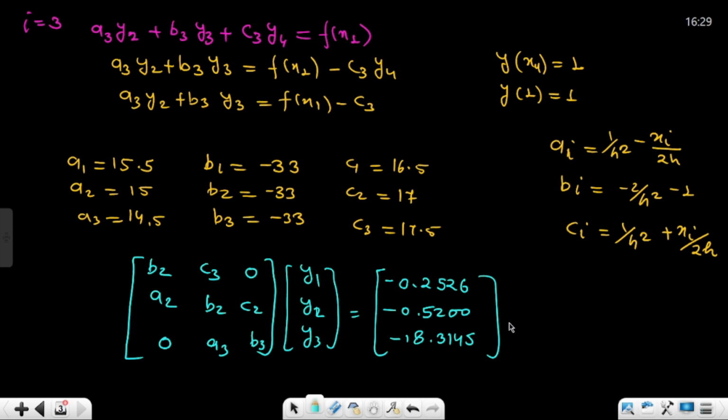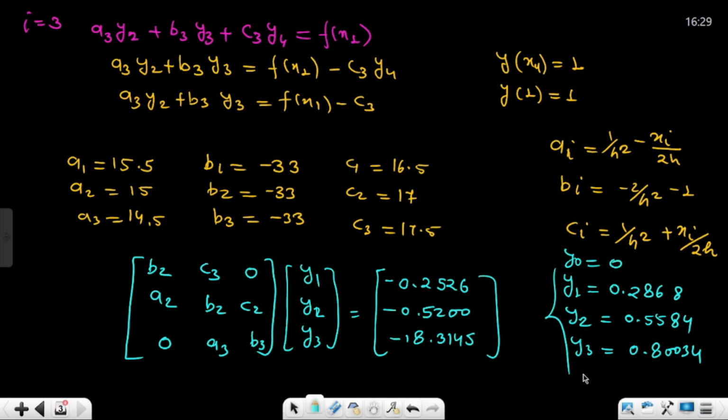Now, by solving this equation, we got y1 is equal to 0.2868, y2 is equal to 0.5584, and y3 is equal to 0.80034. So y0 is equal to 0 and y4 is equal to 1. All these values we have compared with our solution, and by solving this equation we got these answers. Now this complete method will be performed with the Python code.